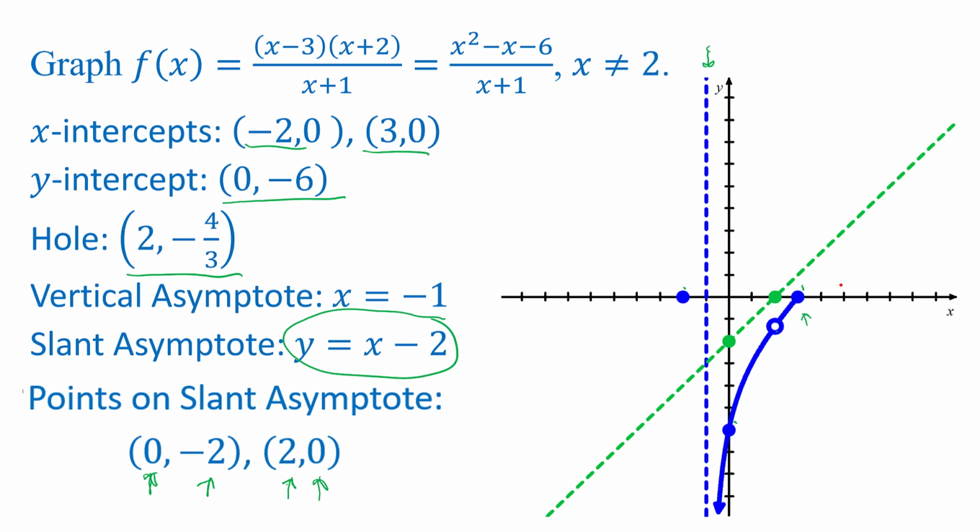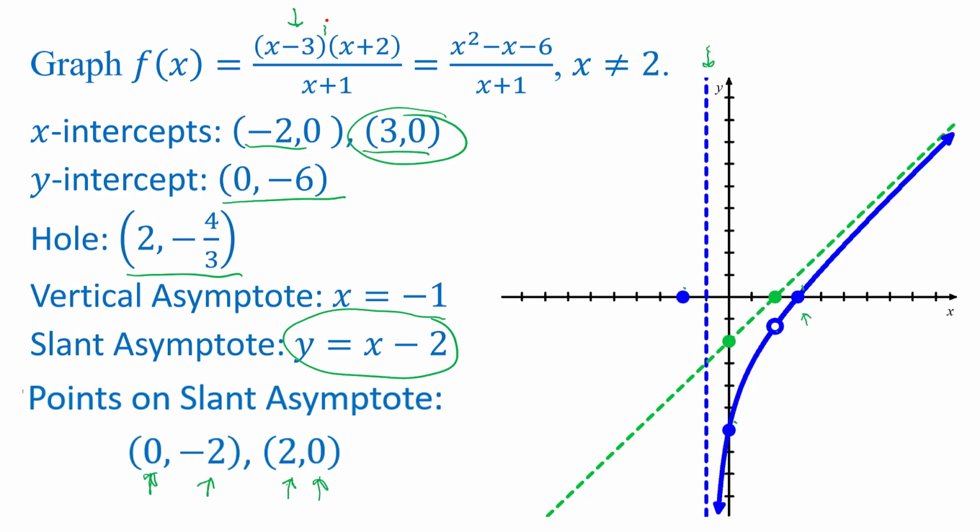To the right of (3, 0), my x-intercept, are we above or below the x-axis? Well, let's look at where that (3, 0) came from. It came from this factor of x minus 3 that's raised to the first power. So our graph is going to cross at that point, and indeed it will head on up, approaching that slant asymptote.